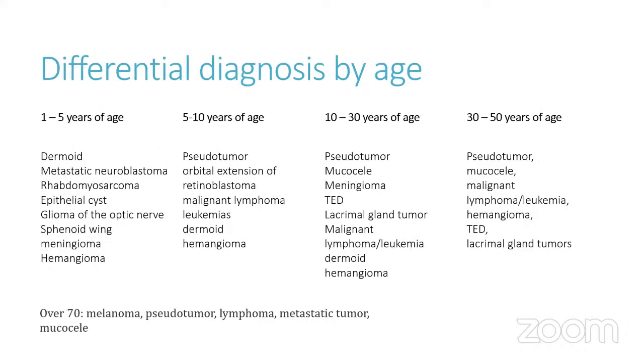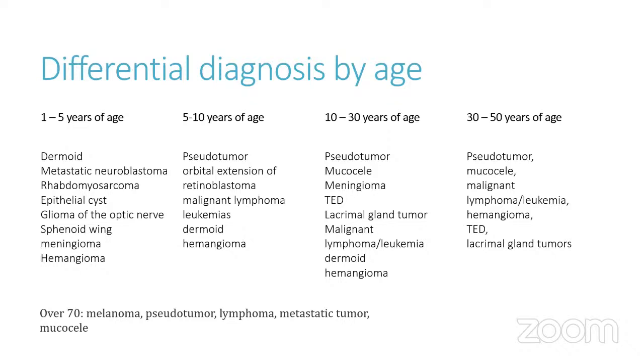So, differential diagnosis by age. Between the first 5 years of age, the most common cause could be a dermoid, a metastatic neuroblastoma, rhabdomyosarcoma, epithelial cyst, glioma of the optic nerve, sphenoid wing meningioma, and hemangioma. Between 5 to 10 years of age, pseudotumor, orbital extension of a retinoblastoma, malignant lymphoma, leukemias, dermoid, and hemangioma. In 10 to 30 years, it could be a pseudotumor, a mucocele, meningioma, thyroid eye disease, lacrimal gland tumor, malignant lymphoma or leukemia, dermoid and hemangioma.